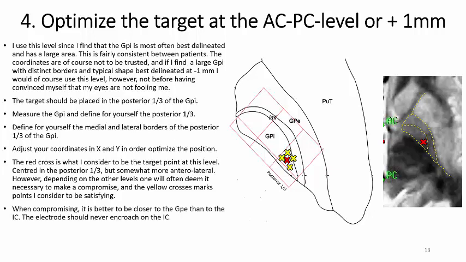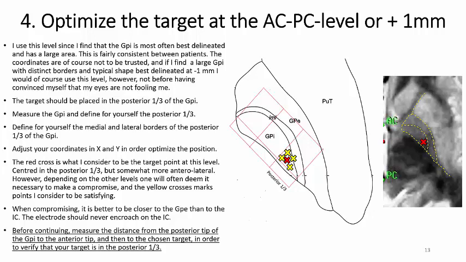When compromising, it is better to be closer to the GPE than to the internal capsule, and the electrode should of course never encroach on the internal capsule. Before continuing, measure the distance from the posterior tip of the GPI to the anterior tip, and then to the chosen target in order to verify for yourself that your target is in the posterior third.